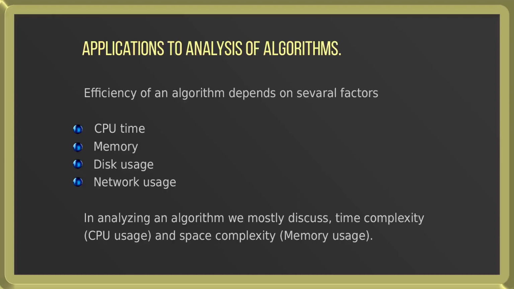Applications to analysis of algorithms. Efficiency of an algorithm depends on several factors: CPU time, memory, disk usage, network usage. In analyzing an algorithm, we mostly discuss time complexity, CPU usage, and space complexity, memory usage.